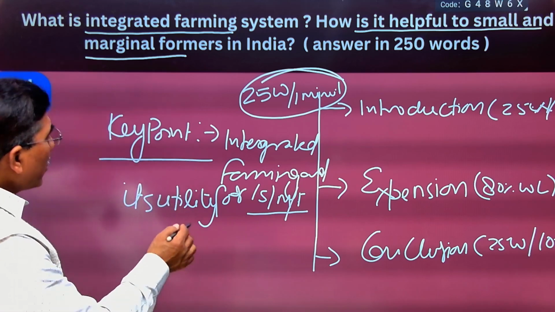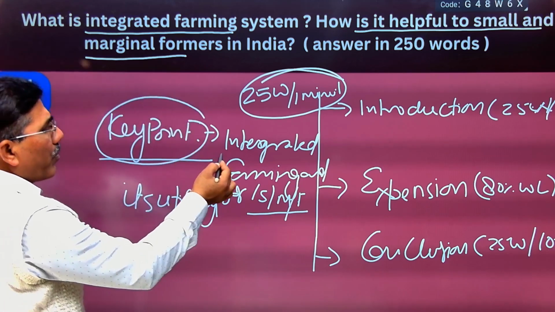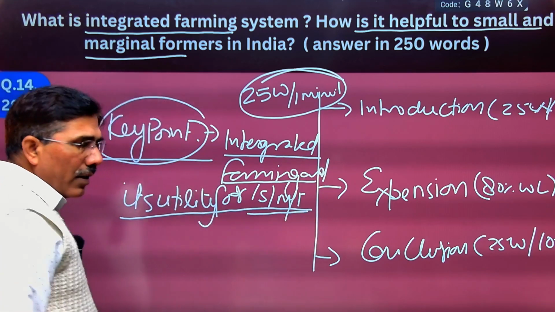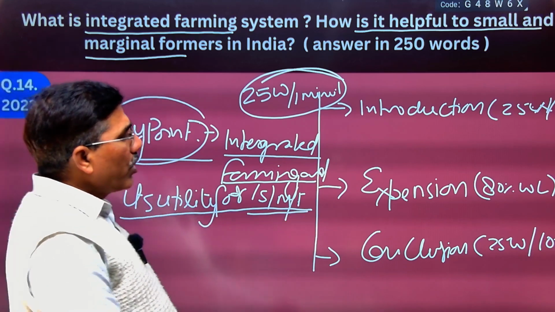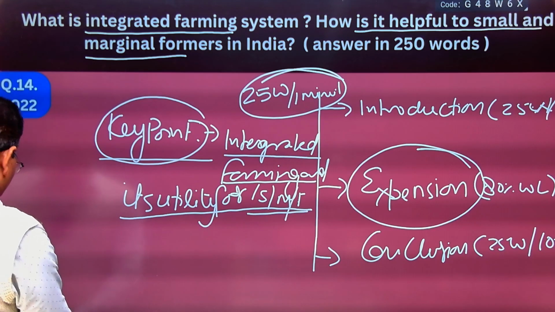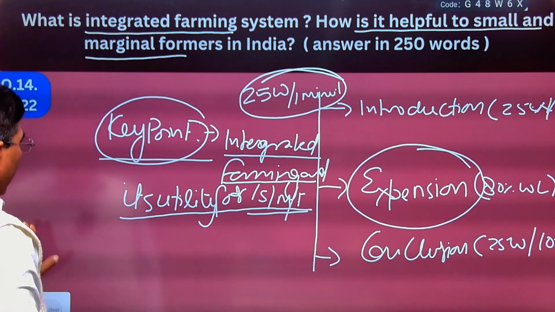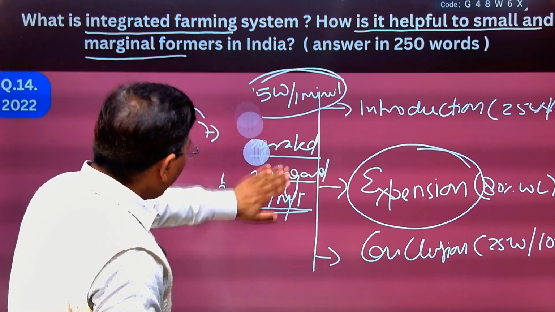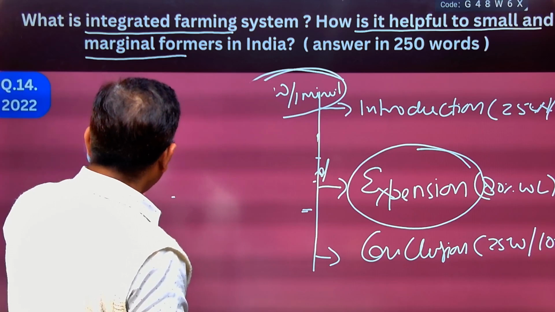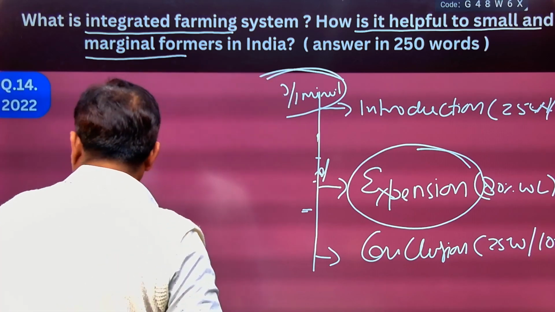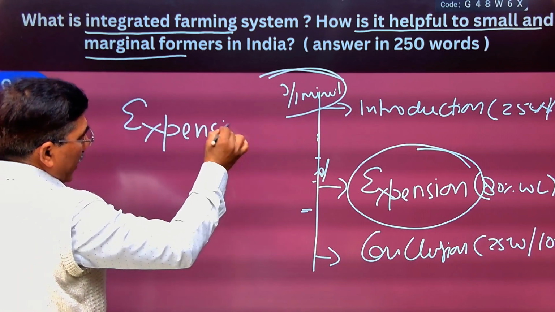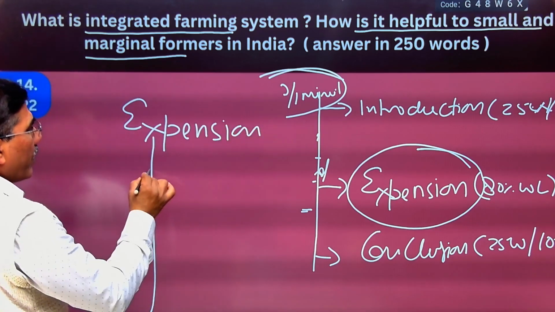Means first you try to understand the key point, and the key point is the meaning of integrated farming and its utility for the small and marginal farmer. When you are going to expand your answer, think about how you can expand it, student. First you define integrated agriculture. In expansion you have to make certain paragraphs, as you have to write 200 words. In expansion I give you the points by which you can write a better answer.